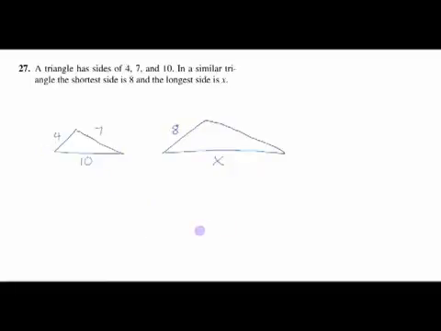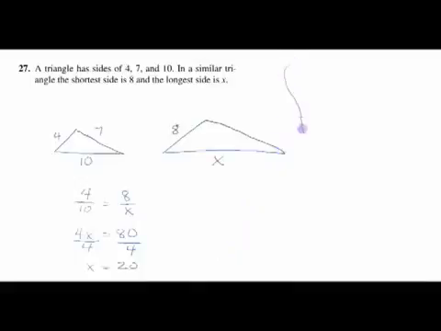But let's go ahead and set this up so that we can work a harder problem later. 4 is to 10 as 8 is to x. Then we cross multiply. 4x is 80. Then we're going to divide by 4, and as we thought, we get x equals 20.